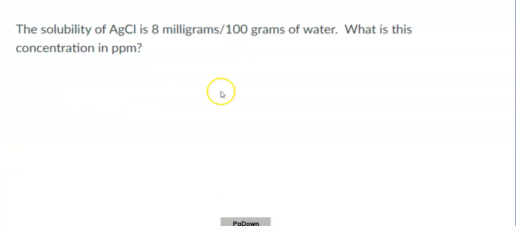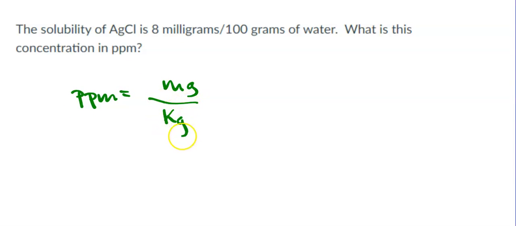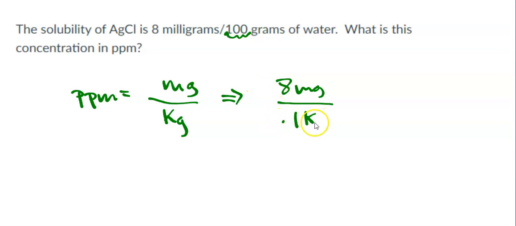So let's go ahead and attack this problem real quick. It's the one that we saw that was what success looks like. So I know ppm is equal to milligrams over kilograms. It says the solubility of AgCl is 8 milligrams per 100 grams of water. What is the concentration in ppm? So we have the milligrams. It tells me it's 8 milligrams, but it gives me 100 grams of water, and I need this in kilograms. So to move grams to kilograms, I move the decimal place 3 places, and it becomes 0.1 kilogram.